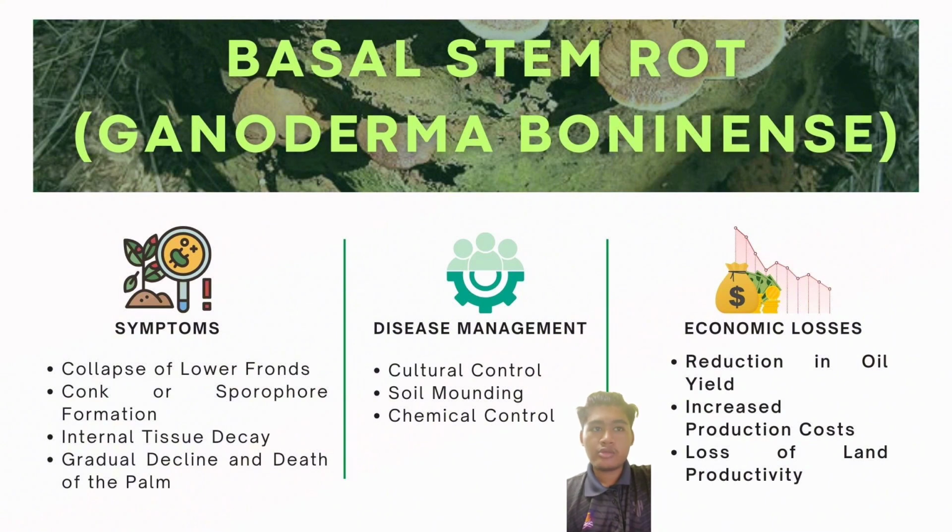The next symptom that we can look into is the internal tissue decay. So basal stem rot primarily affects the internal tissue of the oil palm, leading to decay of vascular tissue in the trunk. The decay weakens the structural integrity of the palm.